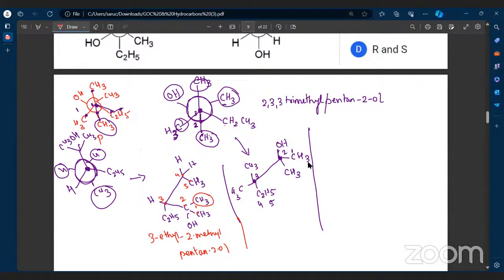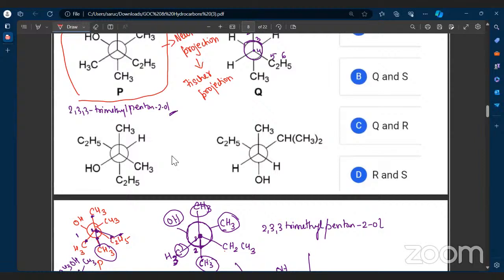Okay. Now moving on to the third question. Here you have CH3, CH3, OH. I'll write CH3, CH3, OH. Okay, you write it in your notebook. Here you have C2H5, H, C2H5, C2H5. Okay, so now find out the longest chain. Which one would be the longest chain over here?